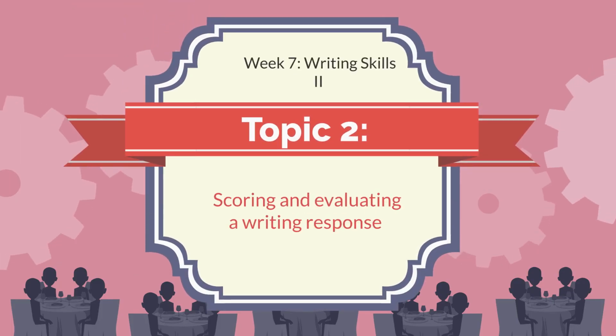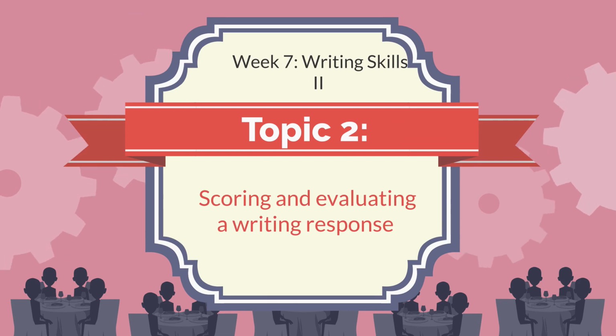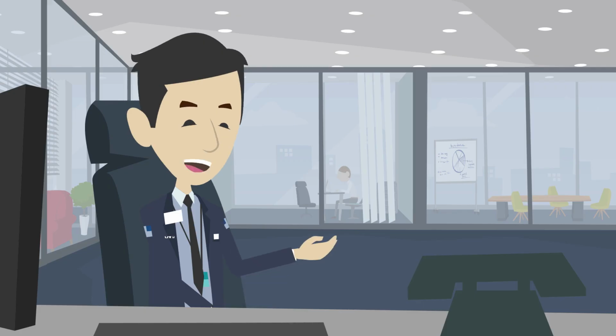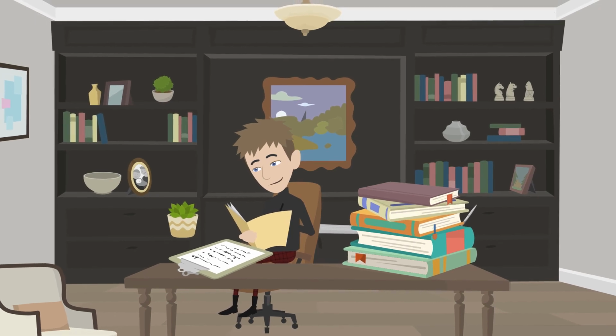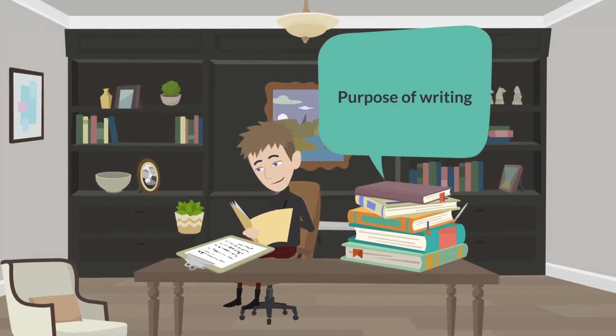Week 7 of our Writing Skills 2 course. In this topic, we'll be focusing on how to score and evaluate a writing response. Whether you're a teacher, tutor, or simply trying to improve your own writing, understanding how to evaluate a piece of writing is an essential skill. So, let's dive in. The first step in evaluating a piece of writing is to determine the purpose and audience.